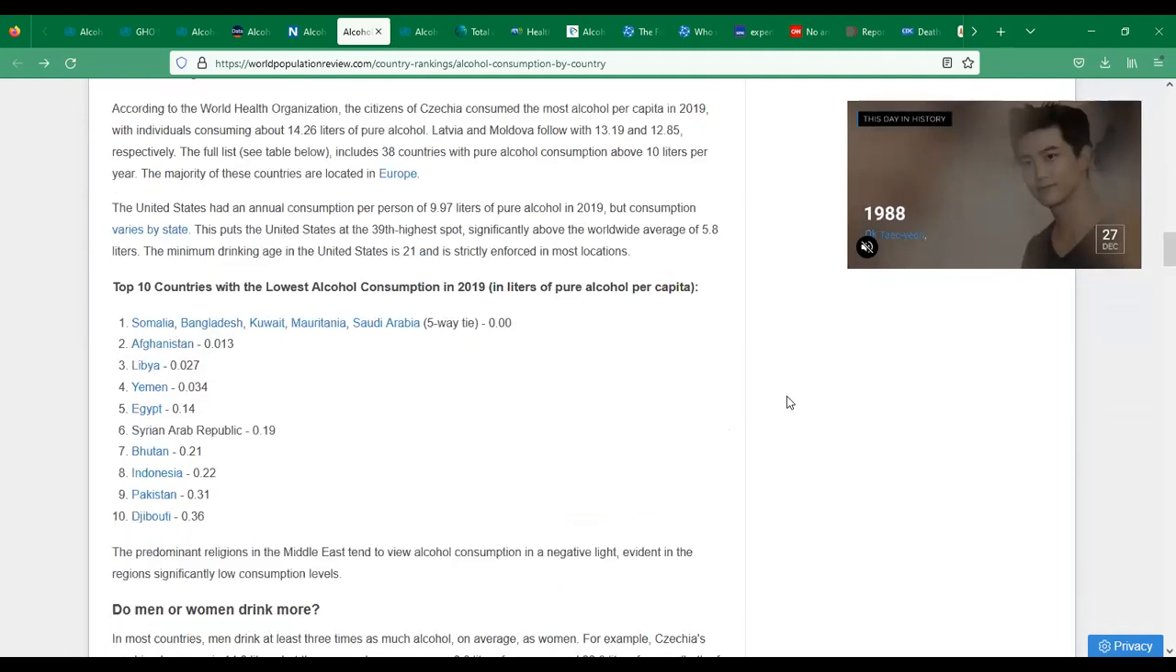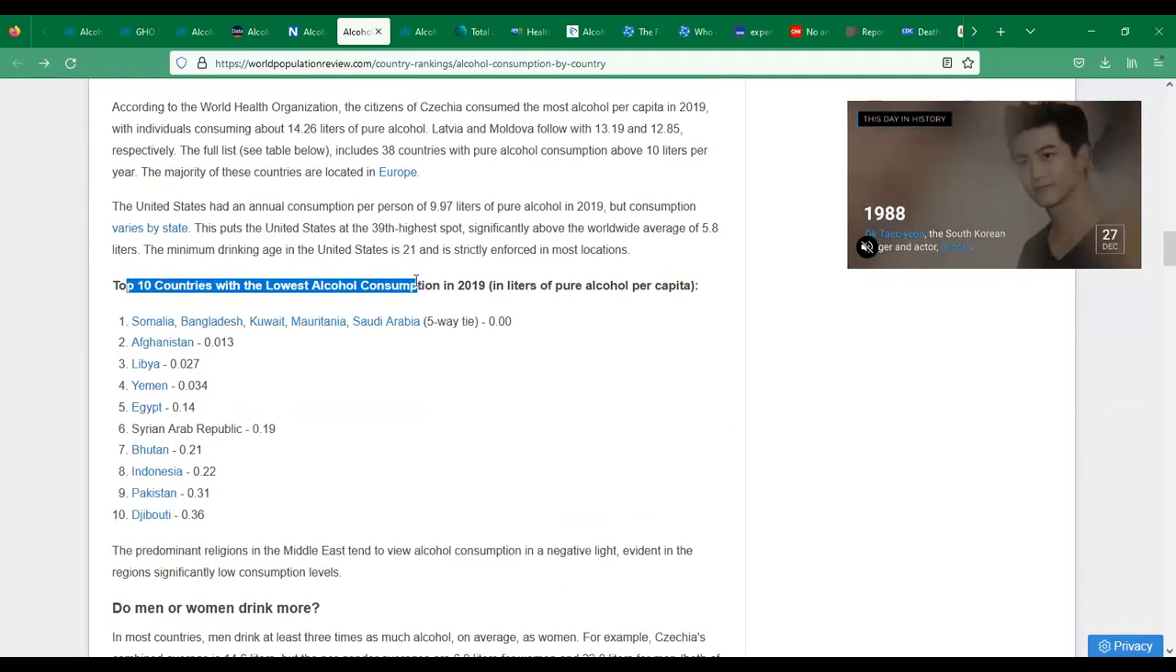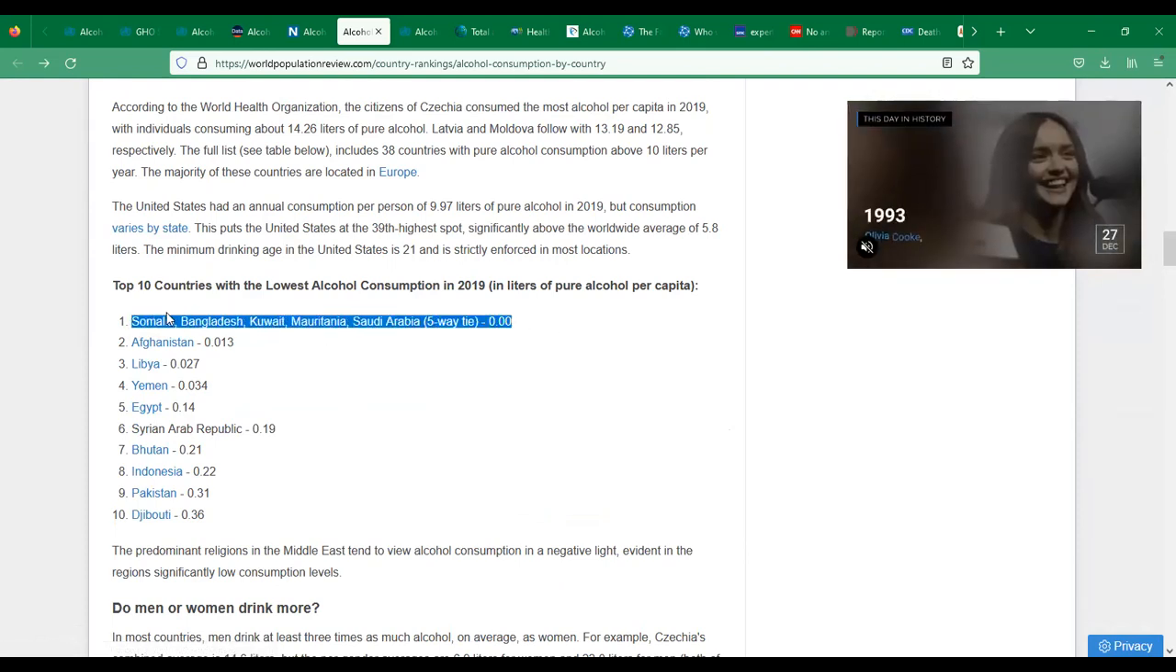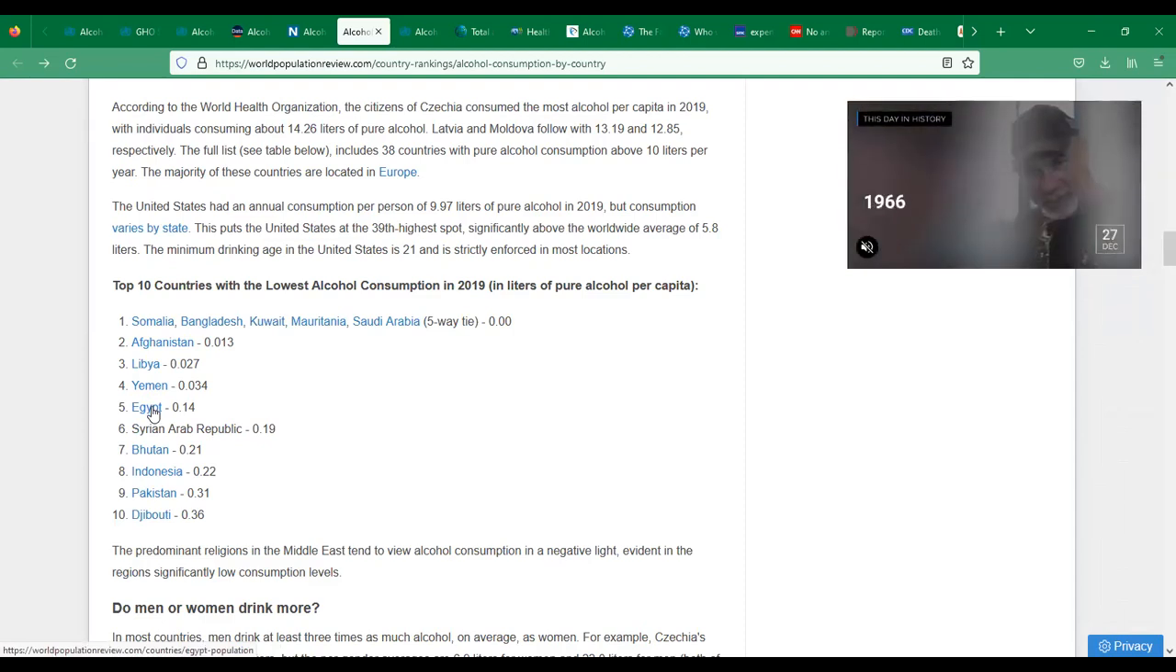Top countries with the lowest alcohol consumption in 2019, that's interesting. We have Somalia, Bangladesh, Kuwait, Mauritania, Saudi Arabia. So there are Muslim countries. You got zero: Afghanistan, Libya, Yemen, Egypt, Syria.